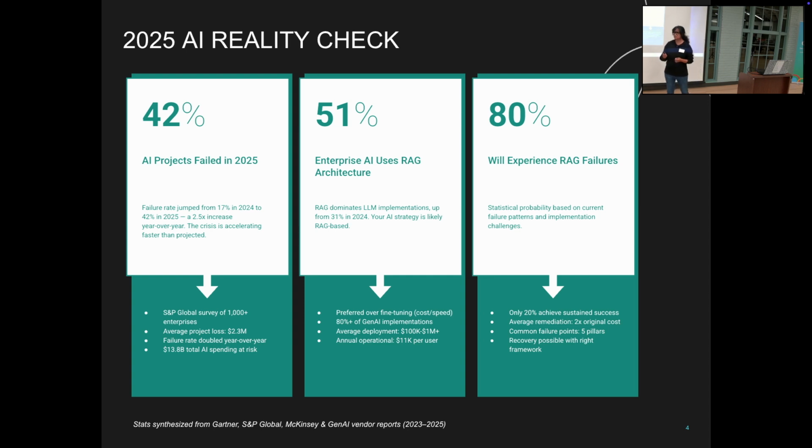And S&P Global did this survey where they interviewed about 1,000 different companies on how RAG is working for them. Believe it or not, just 200 of these companies were able to deploy the RAG solutions successfully. The rest, 800 of them, actually failed miserably. This is a huge number.